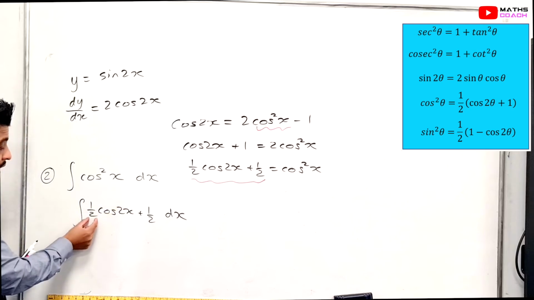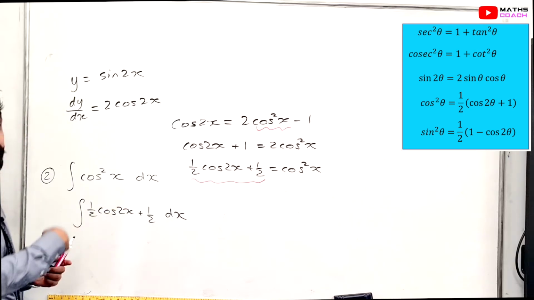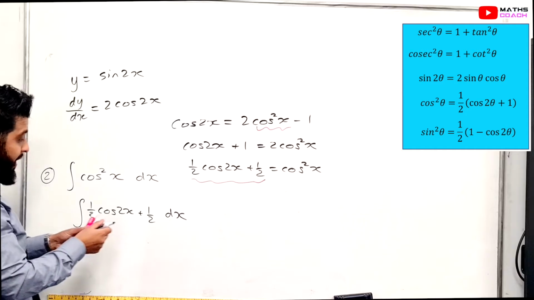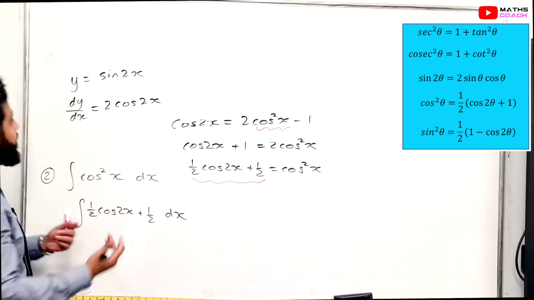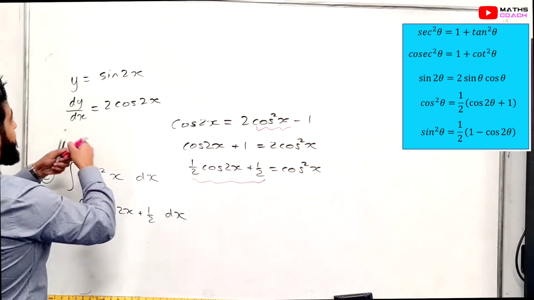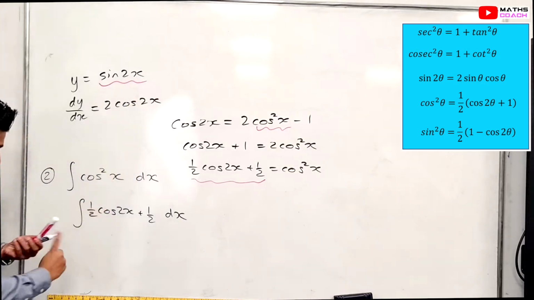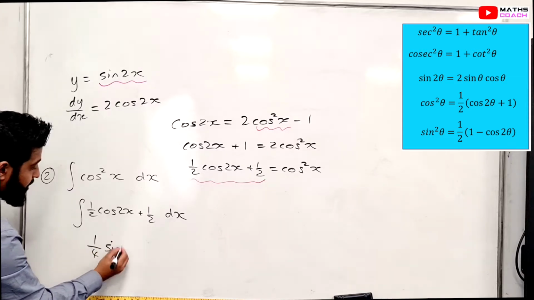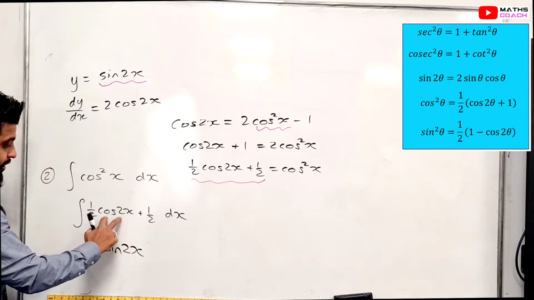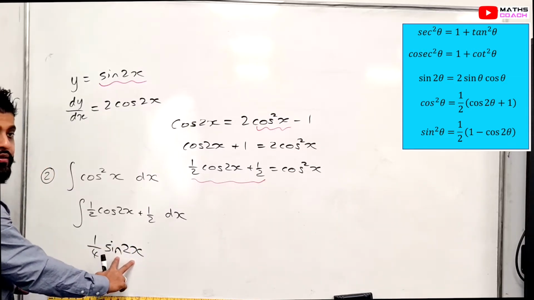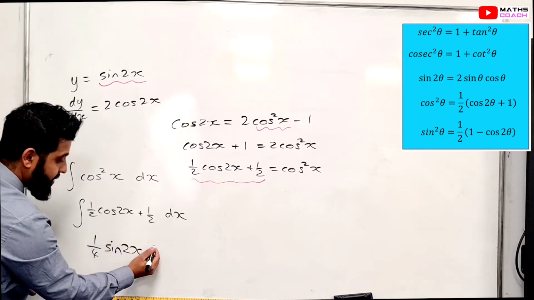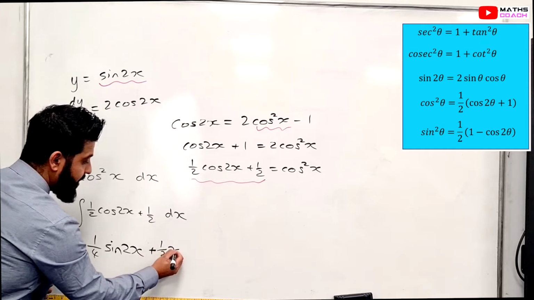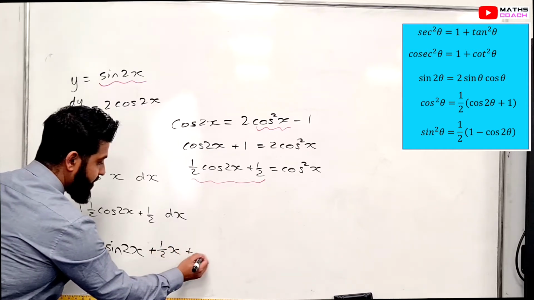But we do want a half, so we have to divide by 2 again. What's the process going to be now? To divide by 4. So our integration is going to be a quarter sine 2x. So the integration of this is a quarter sine 2x. Now we go to this plus. What does that give us? We increase the power, so it just gives us a half x plus c.